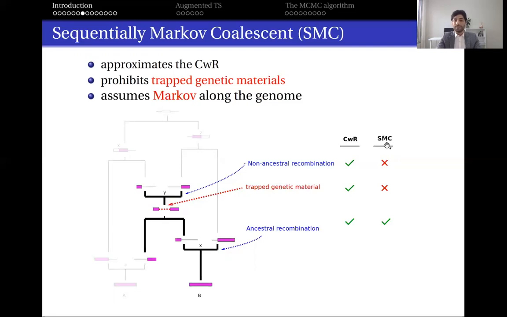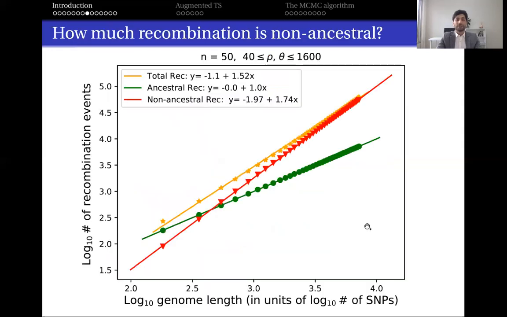As I explained, SMC does not include non-ancestral recombination because we don't have trapped genetic material there. To know how much of the recombination, or this information in an ARG, is non-ancestral, I've done a simulation study. I've simulated the ARG of 50 sequences with varying recombination and mutation rates. Here rho is the scaled recombination rate per sequence, and theta is the scaled mutation rate per sequence, ranging from 40 to 1600.